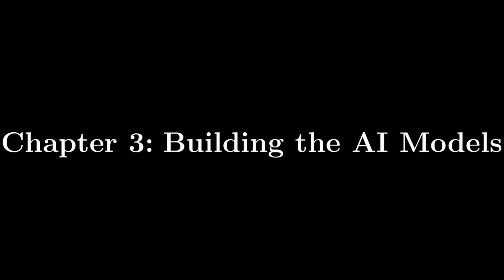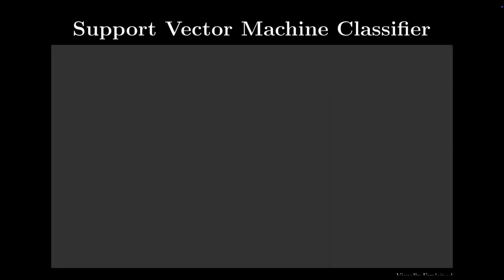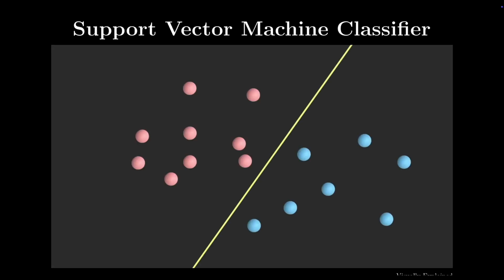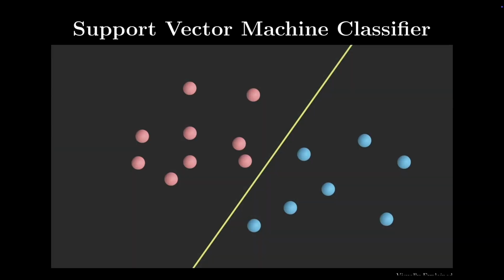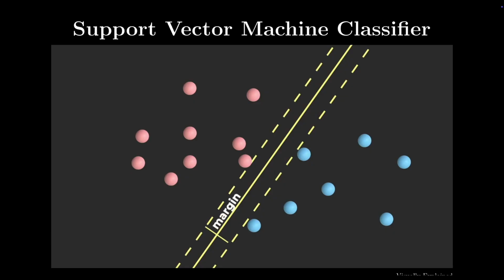The first machine learning model we use is the support vector machine. This model tries to find a boundary, called a hyperplane, that separates different categories of data. Ideally, all points from one class should fall on one side of the hyperplane, and all points from the other class on the opposite side. The best hyperplane is the one that maximizes the margin, which is the distance between the hyperplane and the closest data points from each class. These closest points are called support vectors, and they are critical in defining the boundary.